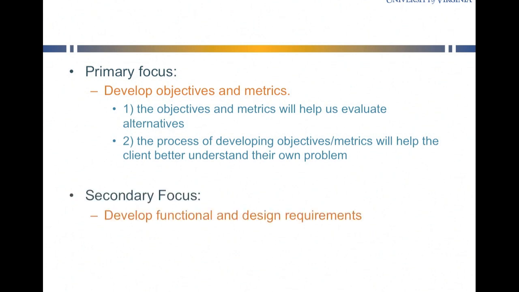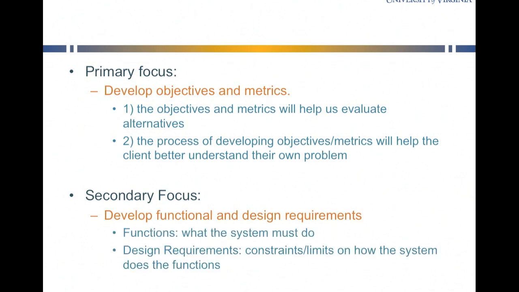A secondary focus in this phase is functional and design requirements, where functions more focus on what the system must do, requirements or constraints and limits on what the system must do, whereas objectives and metrics provide a direction of improvement. Functions and design requirements really just describe what the system must do, not what it must do to do things well. Doing things well would be more the objectives and the metrics. We'll discuss these in more depth in this short presentation today.